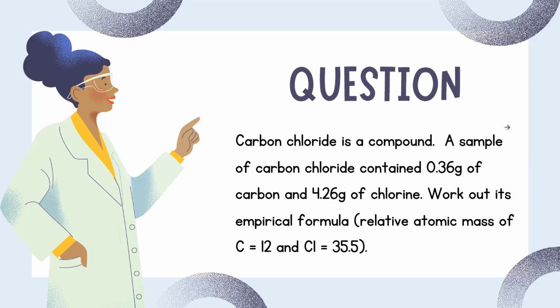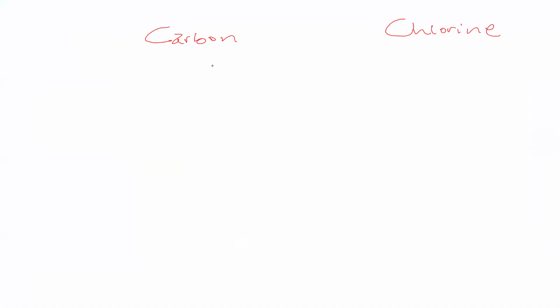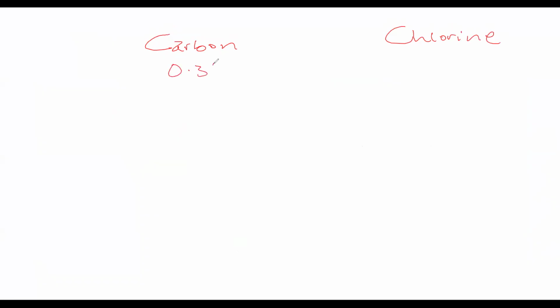Okay. So now let's solve it step by step and let's confirm. Step number 1 says we are to obtain the percentage composition of each element. Now the values were not given to us in percentages. So we have carbon and we have chlorine. What is the mass of carbon that was given to us? 0.36 grams. Let's write that out.